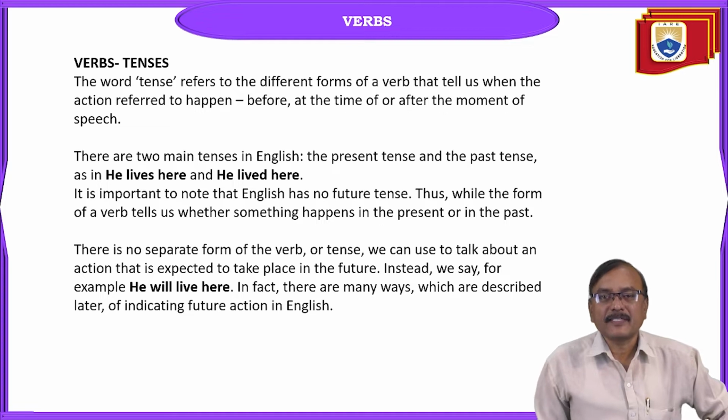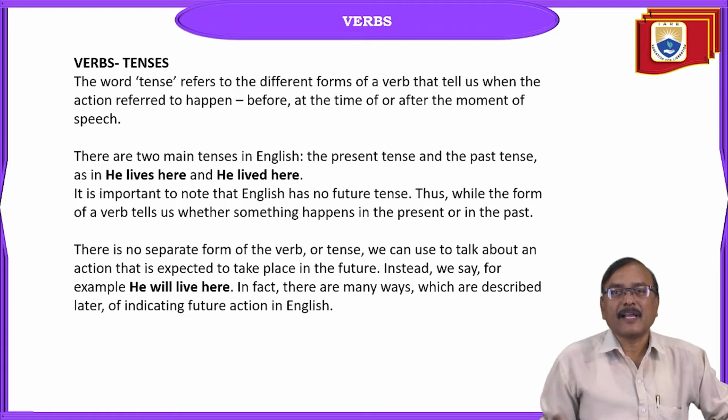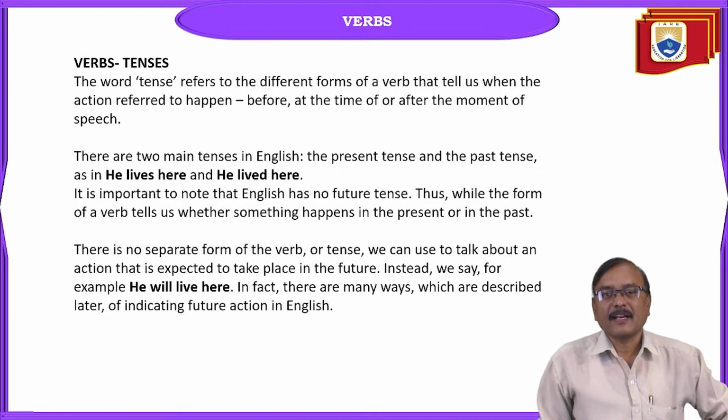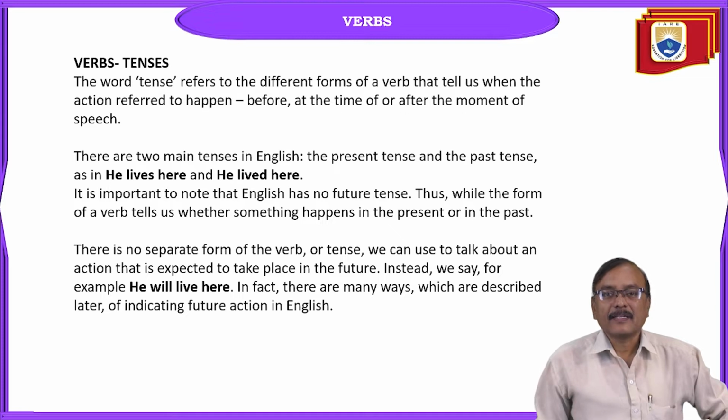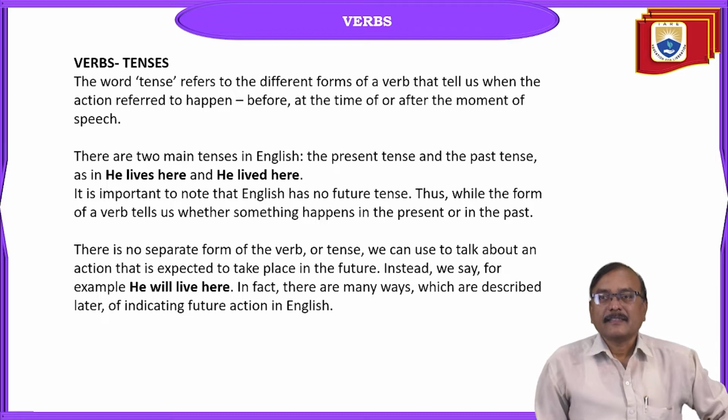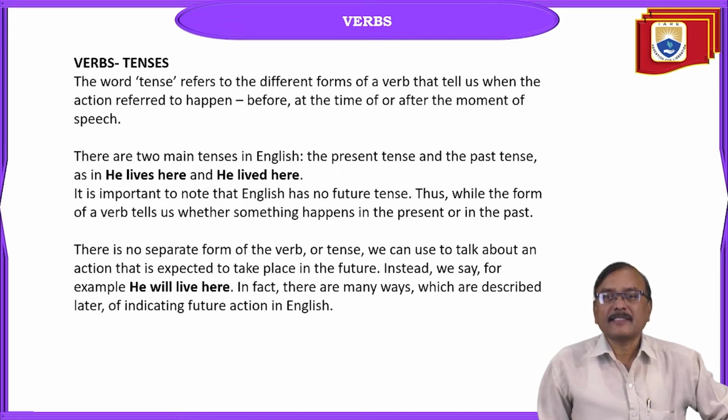So to indicate future tense, what do we use here? We use a verb basic form preceded by some modal auxiliaries. That is will, shall, can, may, like that. Will plus a V1 form, present form, or shall plus a V1 form. They indicate a future tense actually. Thus, while the form of a verb tells us whether something happens in the present or in the past, there is no separate form of the verb or tense we can use to talk about an action that is expected to take place in the future.